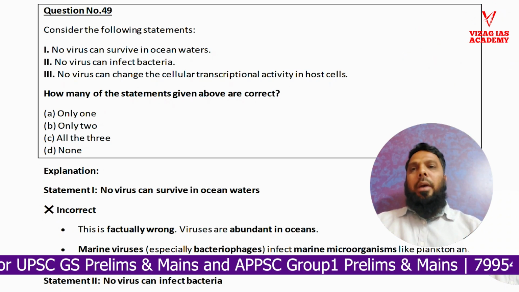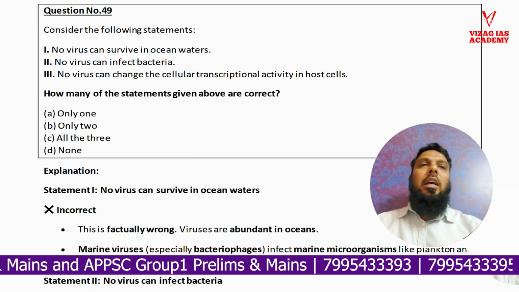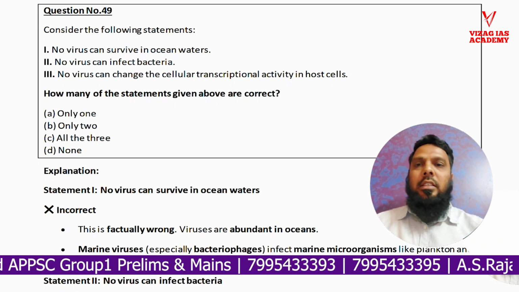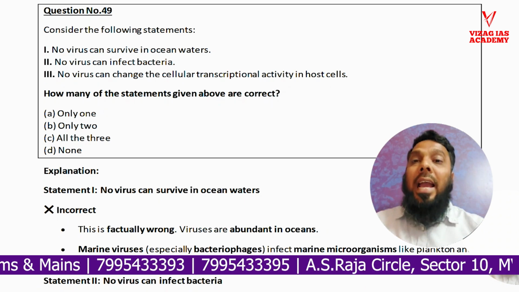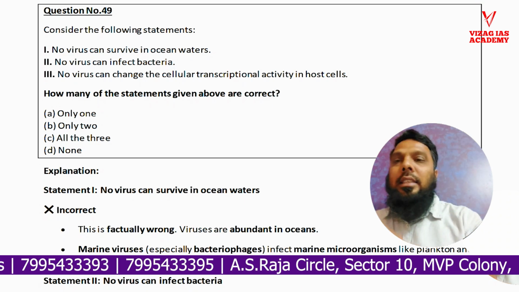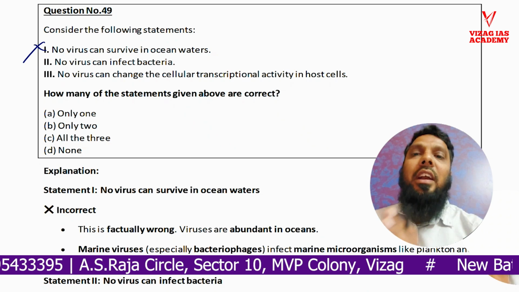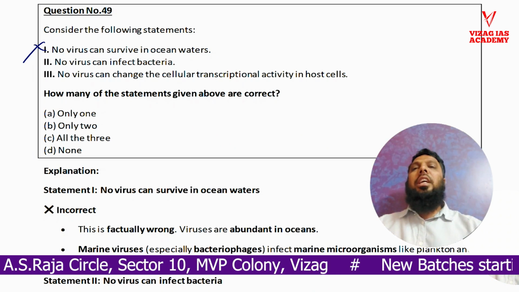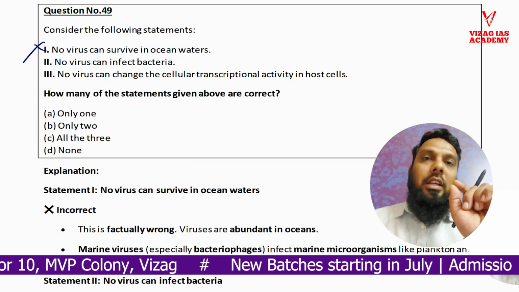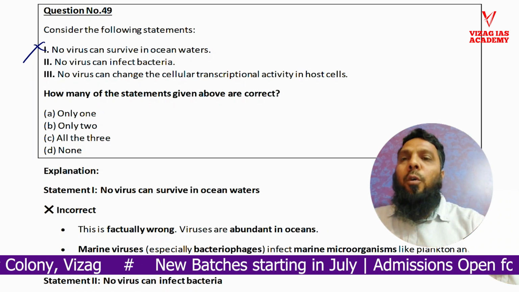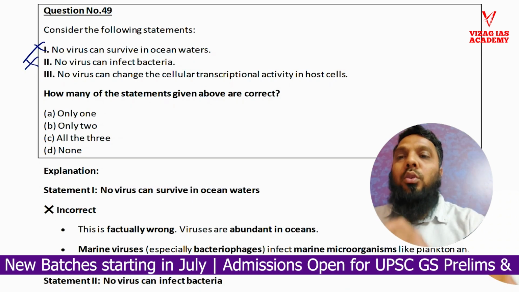So with our discussion background, when we see the first statement, no virus can survive in ocean waters, there is nothing about survivability of the virus. Whenever it comes into contact with living things, it gets activated. So definitely viruses can survive in ocean waters. So statement 1 is wrong. Now coming to statement 2, no virus can infect bacteria. Virus becomes activated when it comes in contact with a living thing. Bacteria is definitely a living thing, so virus can infect bacteria. Again, this is also a wrong statement.